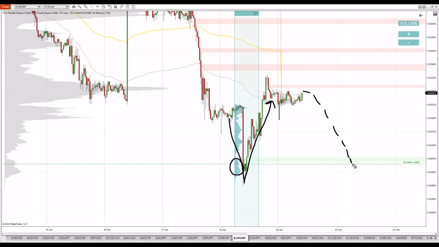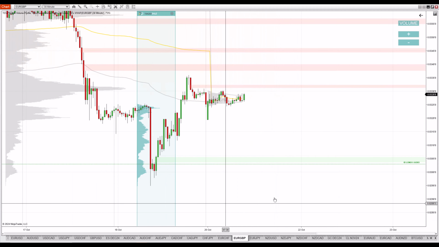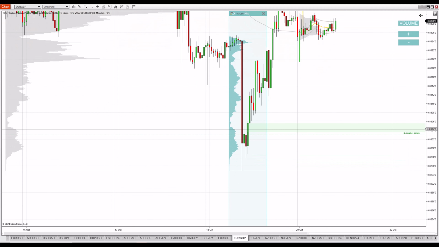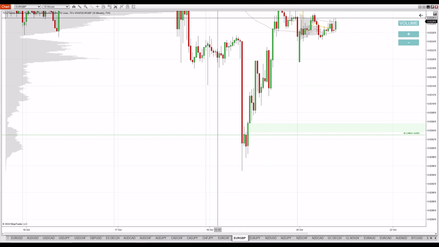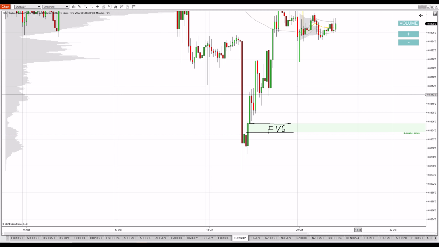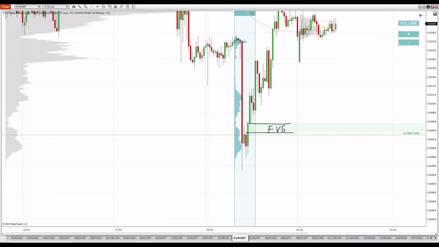So if there is a pullback, then this level should work as a support, because the buyers from here should defend this place and push the price upwards from there again. Now, very similarly as on the Australian dollar, US dollar, we have a fair value gap here. In this case, this is a long scenario, so the fair value gap is highlighted in green. This is the fair value gap, and as you can see, it is commencing at our heavy volume zone, right? So those two setups nicely align, the heavy volume zone and the fair value gap.